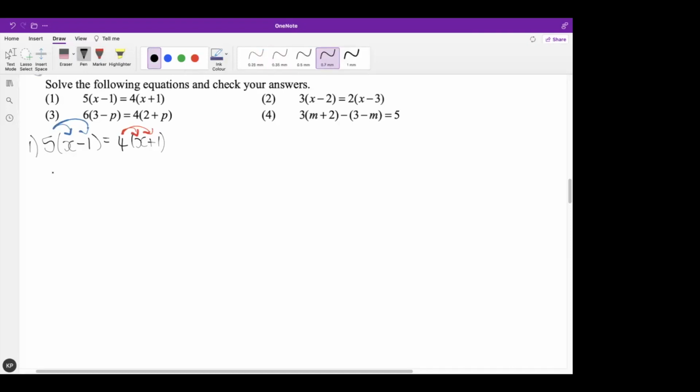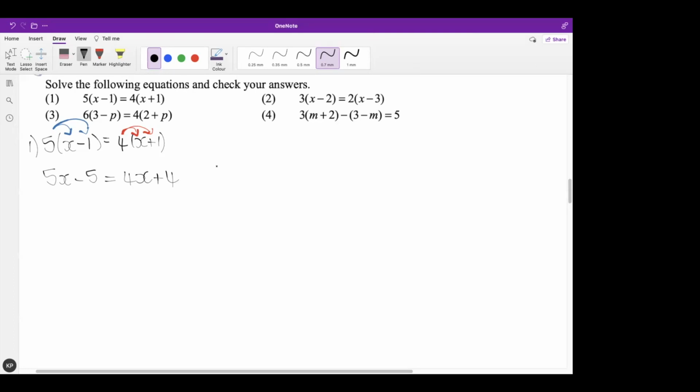So 5 times x is 5x. And 5 times negative 1. So it's 5x minus 5 equals 4x, and 4 times 1 is plus 4. Now it looks a little bit better and easier to solve, right? So how am I going to solve this guy? What is the problem here? Once again, my numbers and my variables are scattered. They're not on one side.